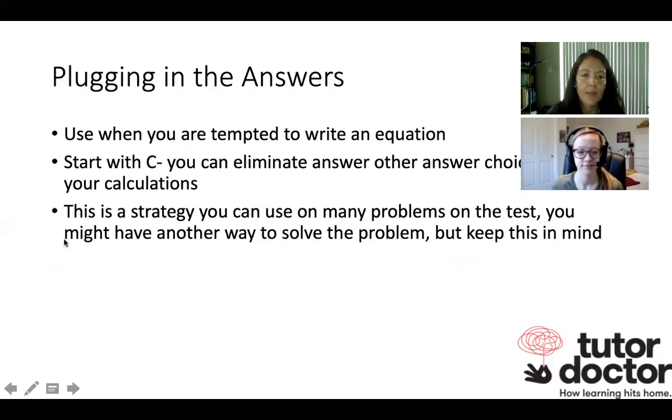So in summary, you can use this anytime you're tempted to write an equation, like those 2 examples we just saw. Always start with C. If you start with A, you run the risk of having to check all of them. Like if the answer is E, you might work your way through all of them. So that'll save you some time. And remember, this is a strategy you can use on a lot of problems on the test, but you might not have to. You might have another way to solve the problem, but this is just a good opportunity that you can use.